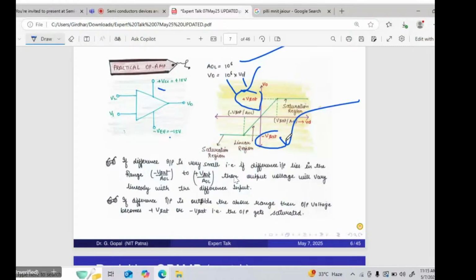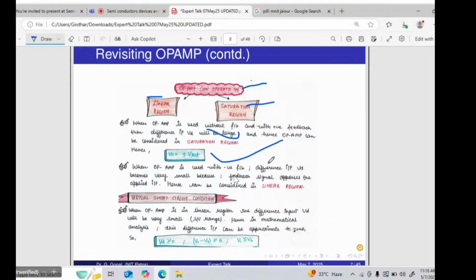But with negative feedback, the difference input signal and the feedback signal are in opposition, so the signal strength is finally attenuated. The feedback signal opposes the applied input. So we can say this is considered the linear region. This negative feedback of op-amp is useful in the designing of integrator, differentiator, and many filters, or you can say different mathematical operations. The saturation characteristic is helpful in the designing of multivibrators and some non-linear waveform circuits like square wave generator.